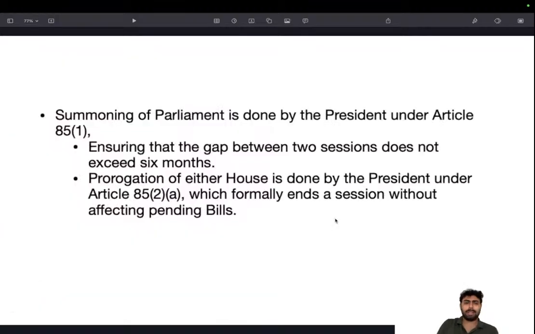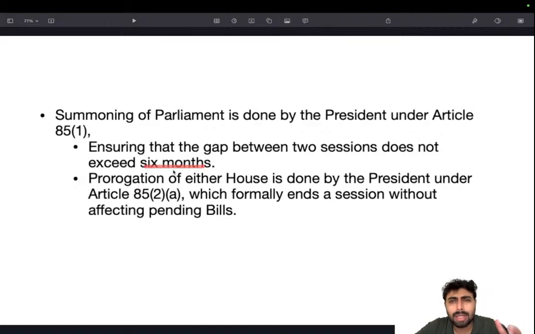And a few facts regarding that. Article 85 is the one dealing with the summoning and prorogation of Parliament. 85(1) is regarding the summoning, ensuring that the gap between two sessions does not exceed 6 months. That's the only thing mentioned in the Constitution. The Constitution doesn't mention that Lok Sabha needs to have 2 sittings or 3 sittings or anything, but it only mentions that there should not be a gap of more than 6 months. The maximum gap between 2 sessions should be 6 months.